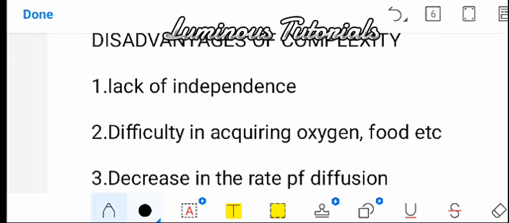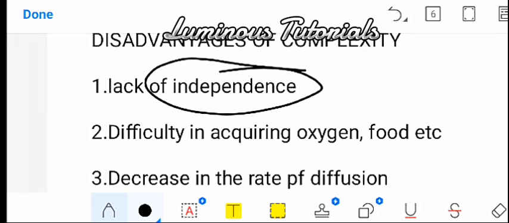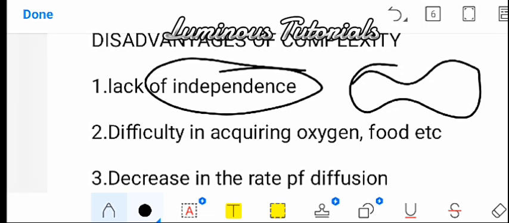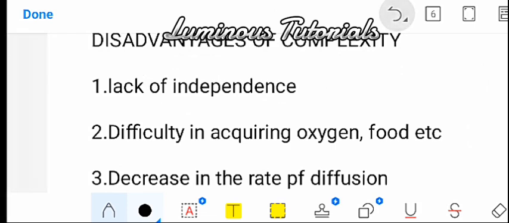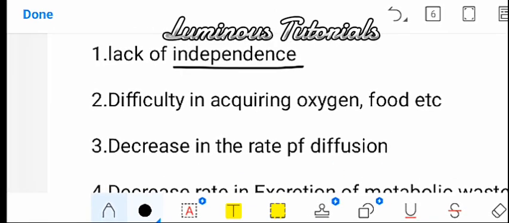Then the last to talk about is the disadvantage of what? Of complexity. What's the disadvantage? Number one, there will be what? Lack of independence, which means one single cell cannot tell you that I can do everything. No. Do you understand? So this independence is lost. For example, an amoeba can move with the aid of its pseudopodia. It can move all by itself. So that's what we are saying now. So there's lack of independence. Then there's even difficulty in acquiring food, because now that they are complex, they need to feed more. Even the oxygen will not be enough. They need to do that as well.